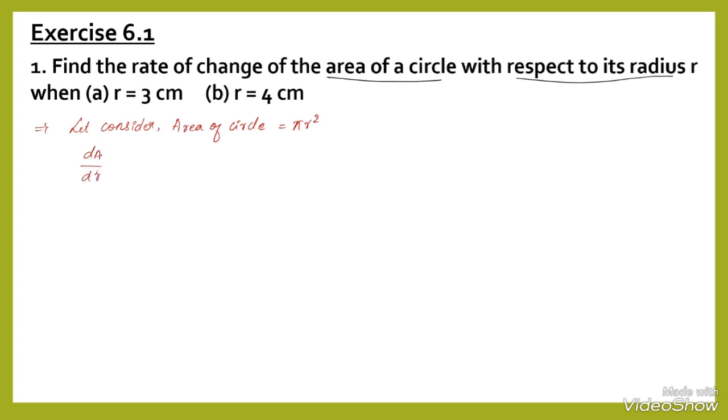So dA by dr is equal to, in place of A we put the formula of area, pi r square. Pi will be constant, differentiation of r square with respect to r is 2r. So dA by dr is equal to 2 pi r.